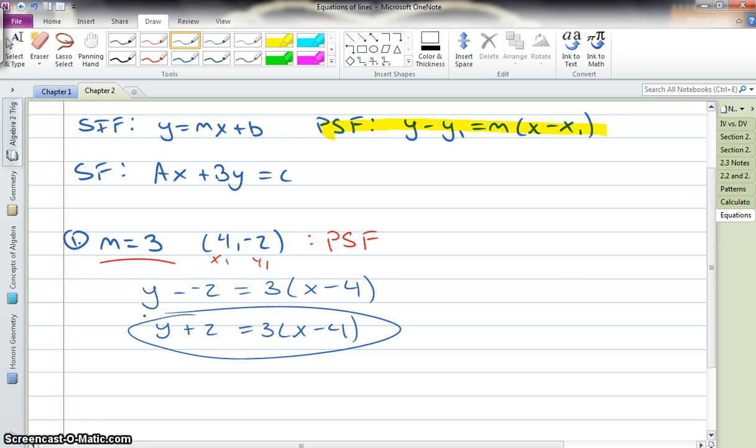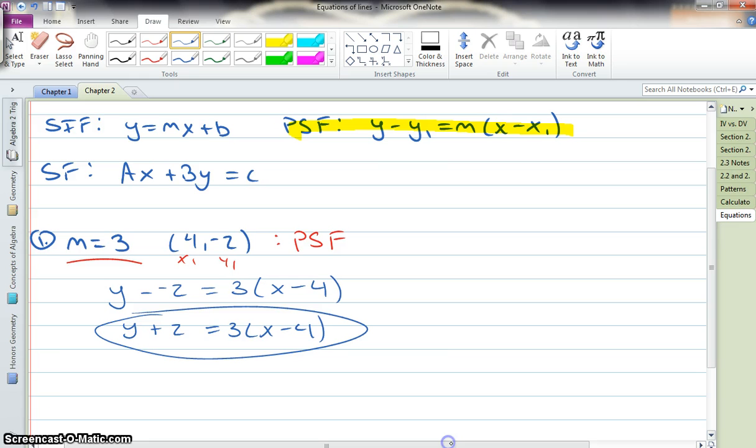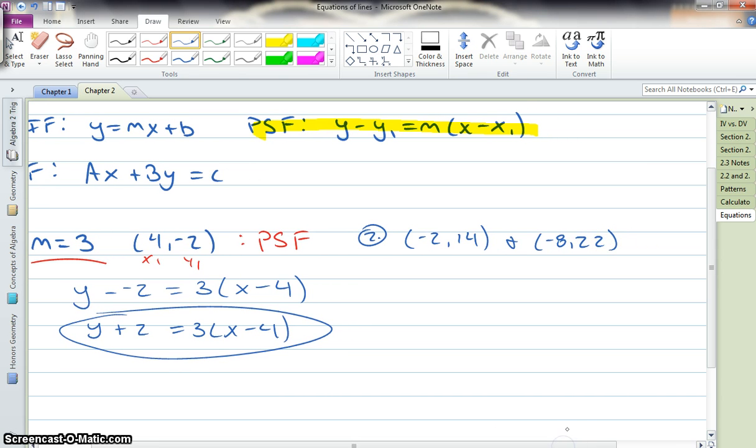Now, what if I gave you 2 coordinates? I said, alright, given a line that passes through the points -2, 14 and -8, 22, write me the equation of the line in point slope form. Alright, so we need 2 pieces of information. We need a slope and a point, hence the name point slope form. So the first thing we've got to do is calculate the slope. So I have y2 minus y1 over x2 minus x1.